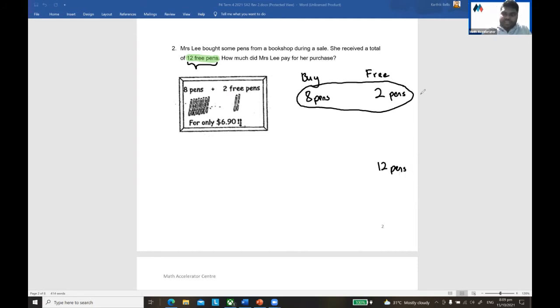Okay, so to find it out, you take 12 pens, you divide by the 2 pens. You will get 6 sets, which means 6 of these sets will accumulate to 12 pens. Okay, so you times 6 here. All right then, so think one set costs 690, correct? So I have to accumulate 6 sets to reach 12 free pens. So we take 690 and then you times 6.